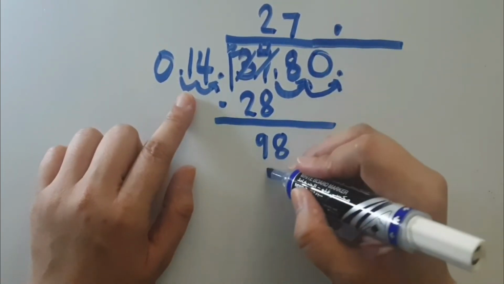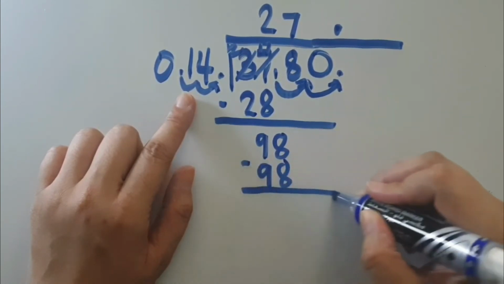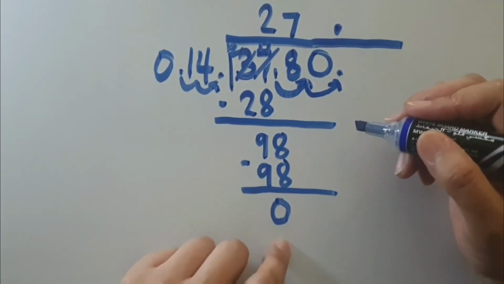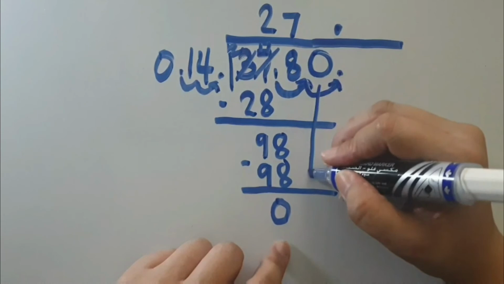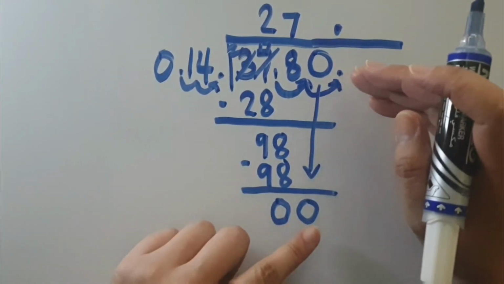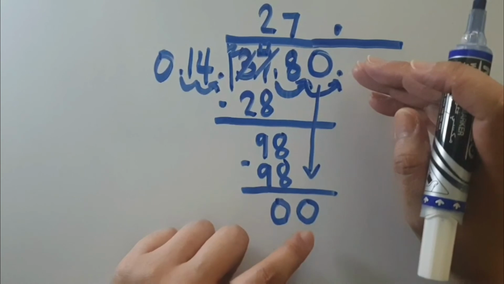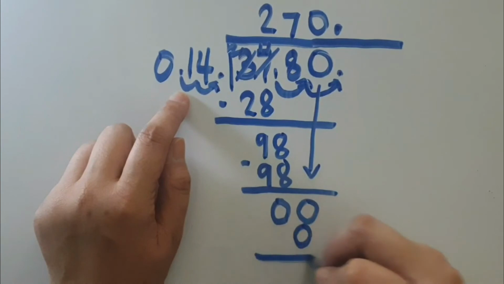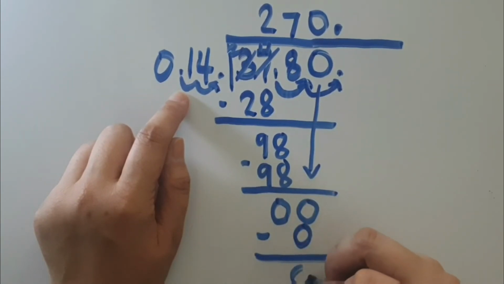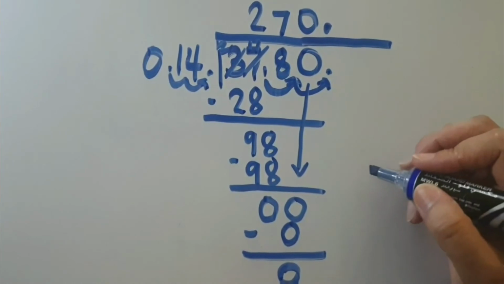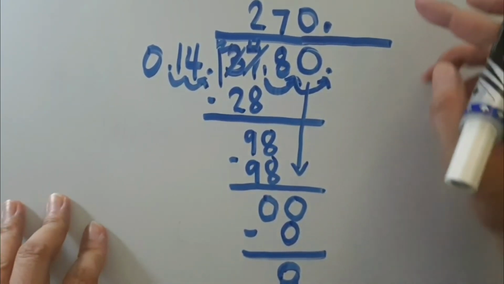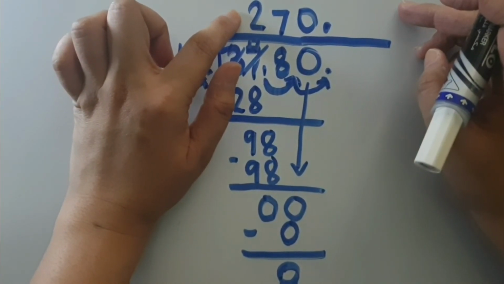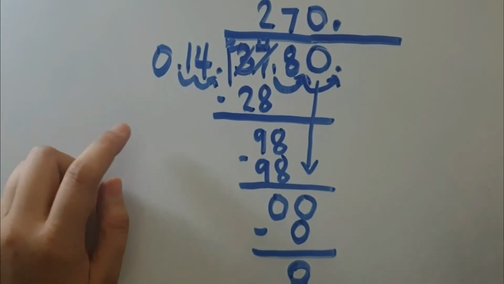7 times 14 is 98. And 98 minus 98 is 0. But that doesn't mean that we should stop there. Because remember, we still have 1 0 to bring down. So you need to continue dividing. That will give you 0 divided by 14 is 0. And 0 times 14 is 0. So from this, 0 minus 0, that concludes your division problem. So the quotient is 270.